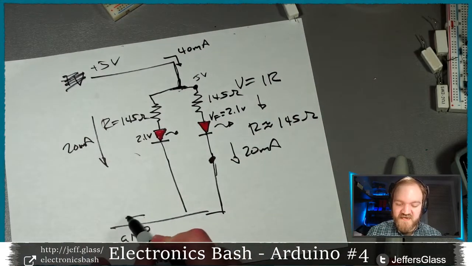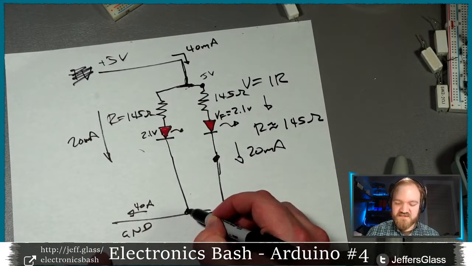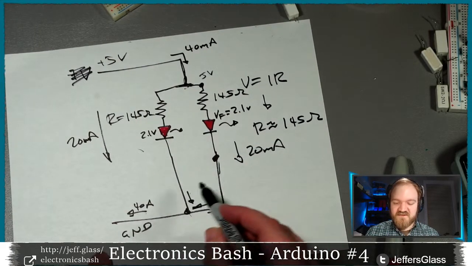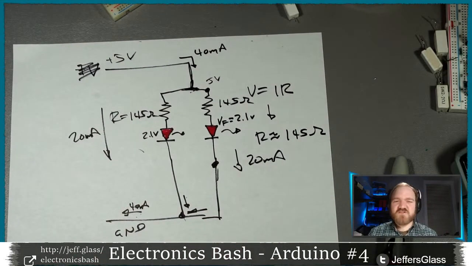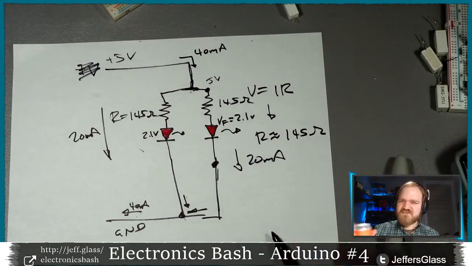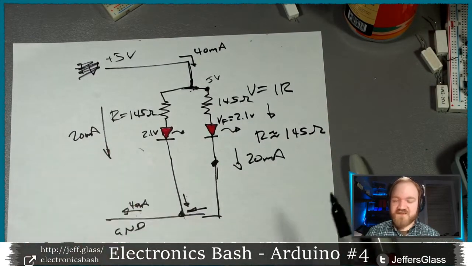Similarly, I have 40 milliamps flowing out my ground connection down here, right? Because I have 20 milliamps coming into this junction, and 20 milliamps coming into this junction, so I must have 40 milliamps flowing out. Kirchhoff's current law, people make it seem like it's a fancy thing. It just says that when you have things flowing into a junction, you have the same things flowing out. Does that sort of make sense? So that's how I would hook up LEDs in parallel.